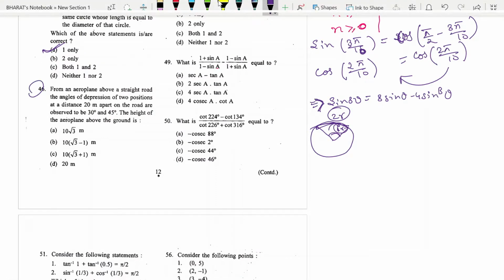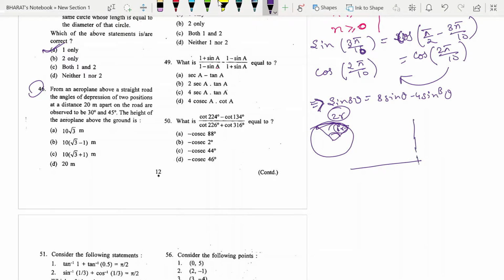From an aeroplane at a height above a straight road, the angles of depression of two positions at a distance 20 meter apart on the road are observed at 30 degree and 45 degree. The height of the aeroplane above the ground is... So you might get confused about which case it is talking about.